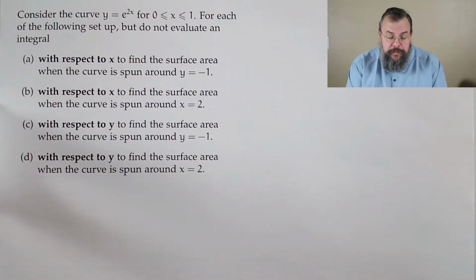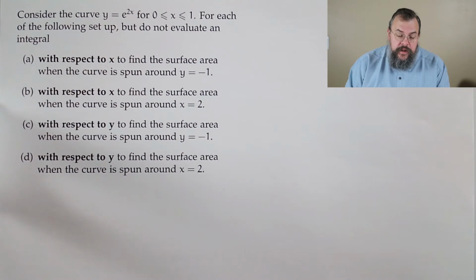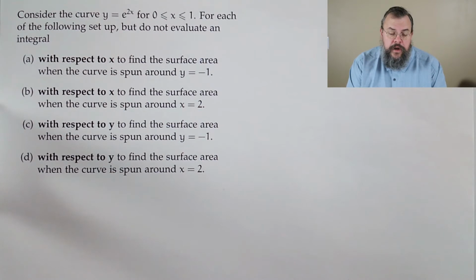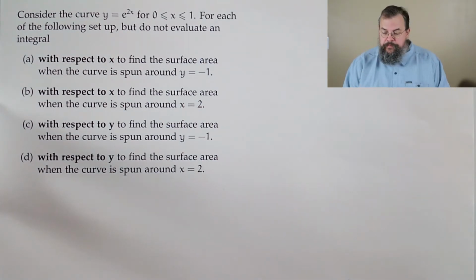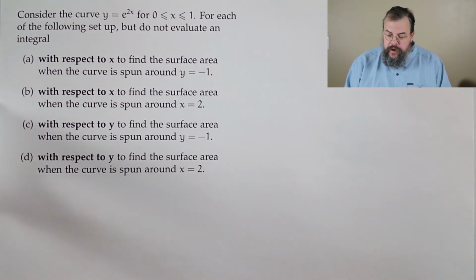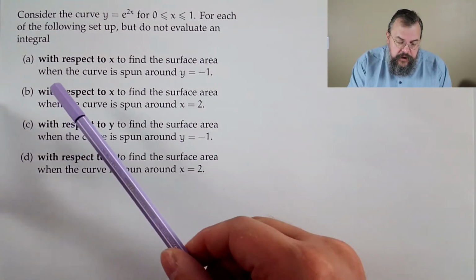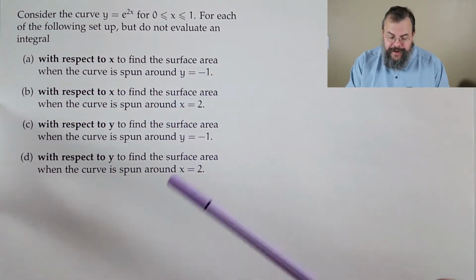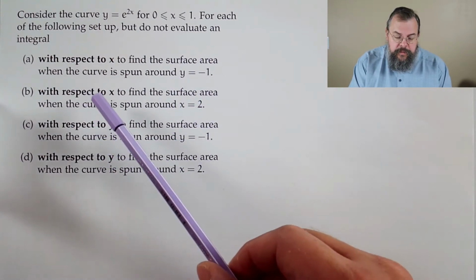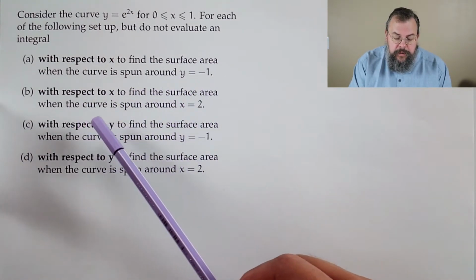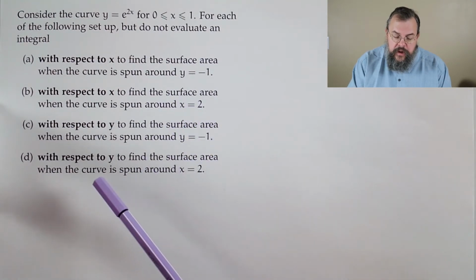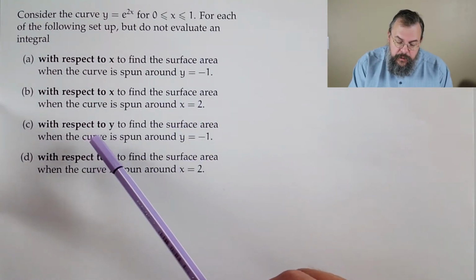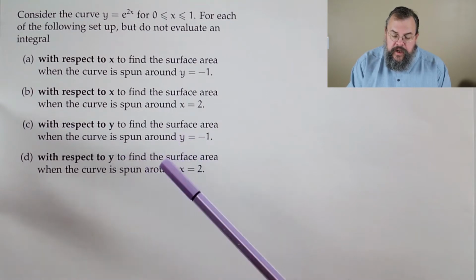Our first problem. Consider the curve y equals e to the 2x, where x goes from 0 to 1. And for each of the following, we're going to set up, but not evaluate an integral. So this is all about setting things up. And what are we going to do? Well, we're going to find an integral with respect to x that finds the surface area when the curve is spun around y equals -1. Similarly, when we spin around x equals 2. And then similarly, notice with respect to y, when the curve is spun around y equals -1.